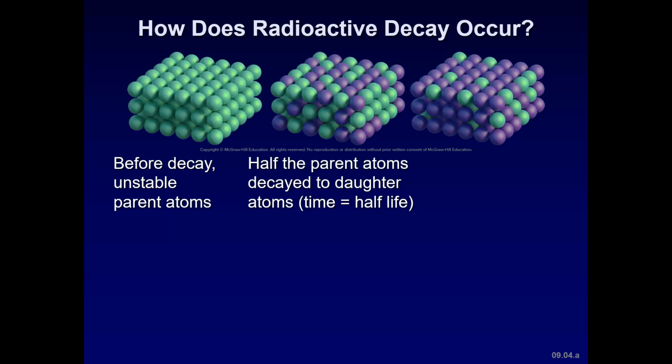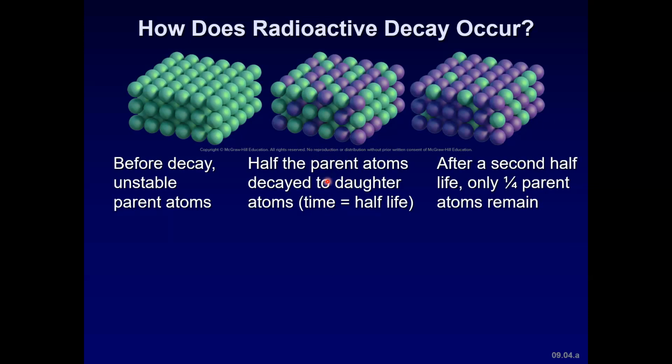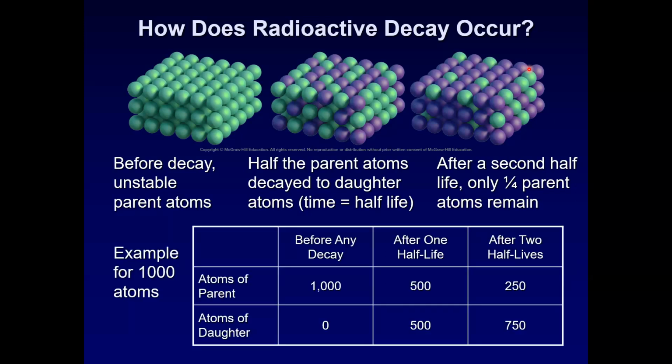And the time that it takes half of the parent atoms to decay into what we call daughter atoms, now showing up in purple, that's its half-life. So that's the first half-life. After a second half-life, we have only 1/4 of the parent atoms remaining, because yet again, we have half of the remaining parent atoms decaying to daughter atoms, and that keeps going. So again, I'll show you this in chart form.